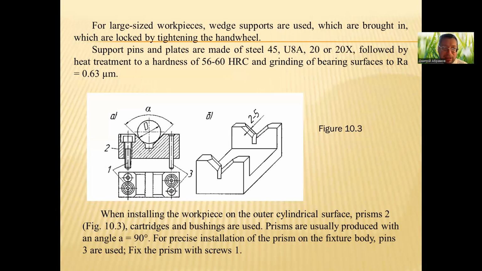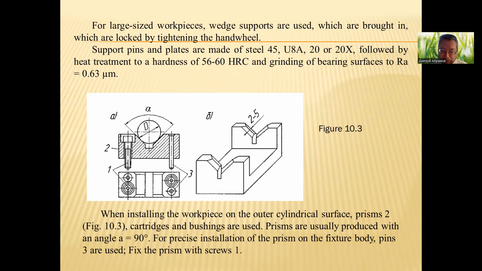Support pins and plates are made of steel 45, U8A, 20 or 20X, followed by heat treatment to a hardness of 56-60 HRC and grinding of bearing surfaces to Ra 0.63 micrometers.